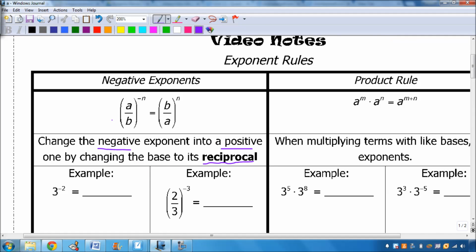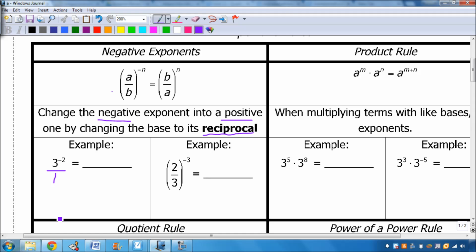The first example is 3 to the negative second power. Remember, this is over 1, so all you have to do to this number is say that it is 1 over 3 to the second power. Or you could just say it's 1 over 9 because 3 to the second power is 3 times 3, okay?